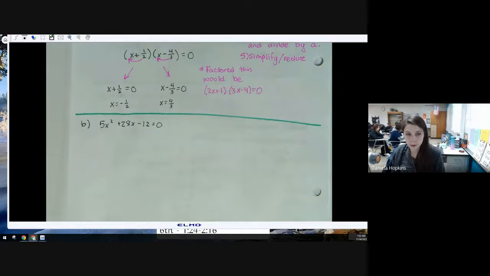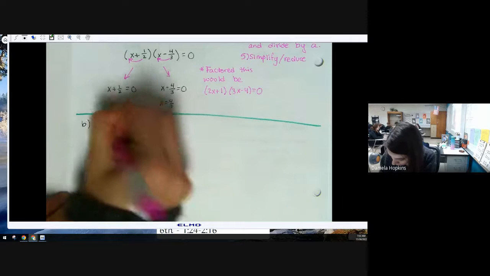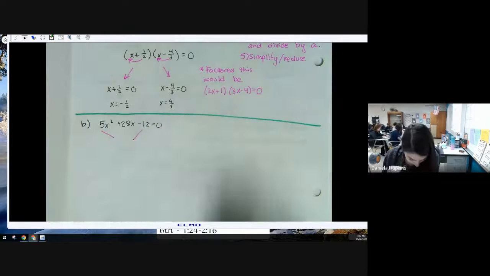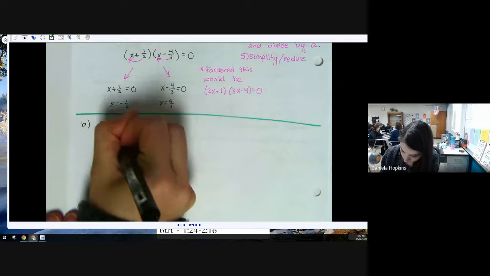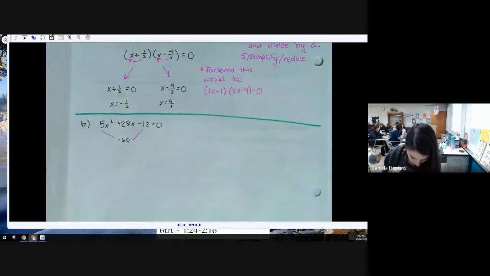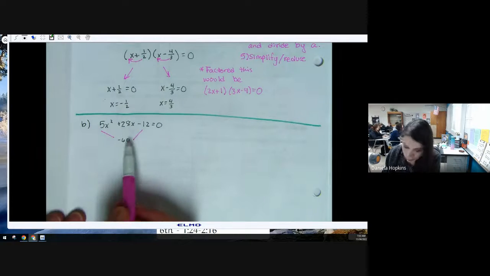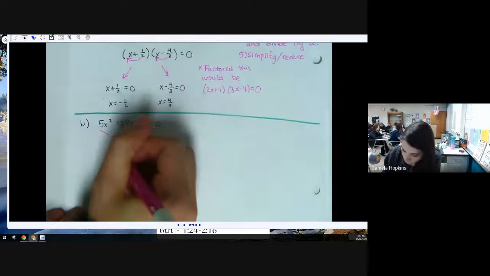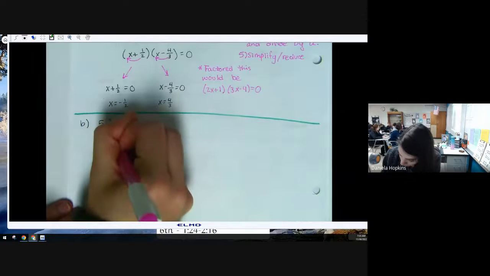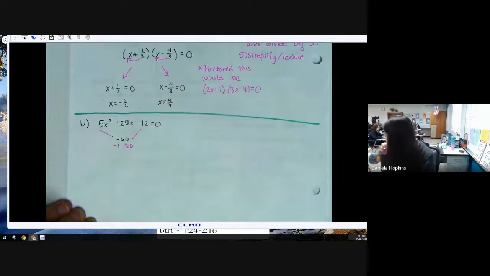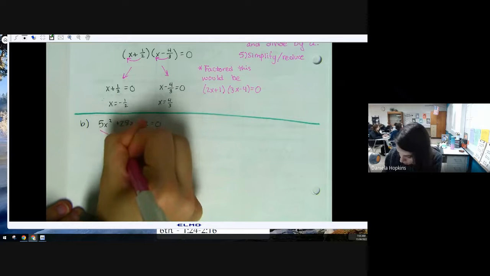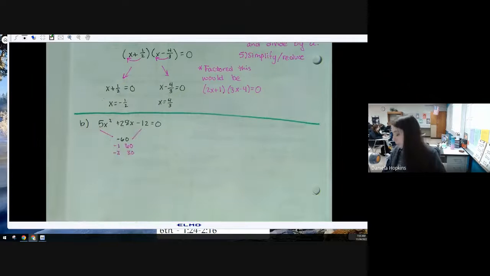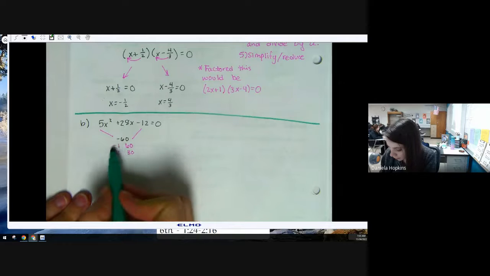All right, so what's my first step? 5 and the negative 12. So I get what? Negative 60. Good. I need to add to a positive number, but multiply to a negative. So in this case, my smaller number will be negative. Negative 1 and 60, that would be 59. Negative 2 and 30, there it is. Usually you can find it pretty quick. Negative 2 plus 30 is 28.